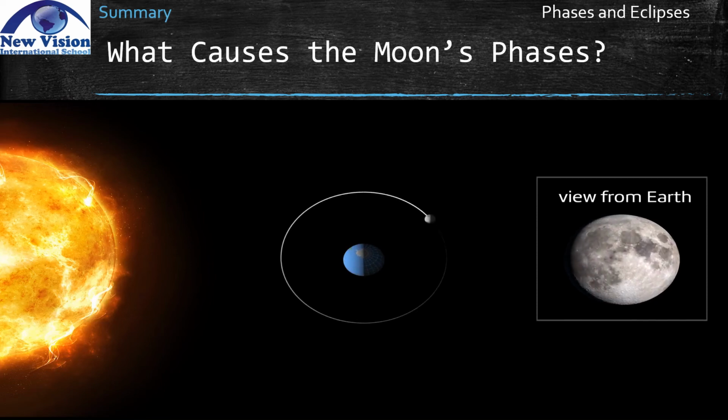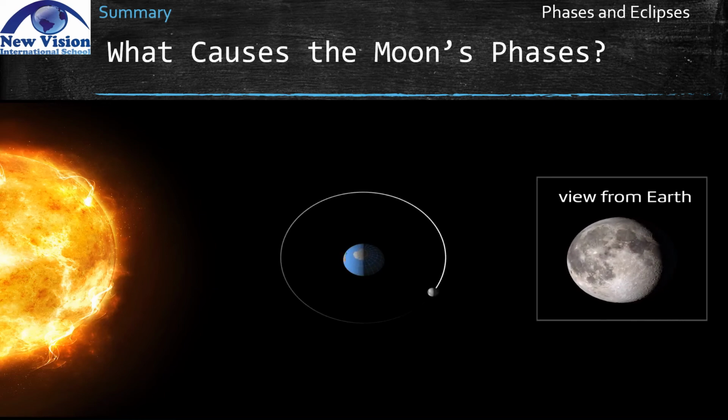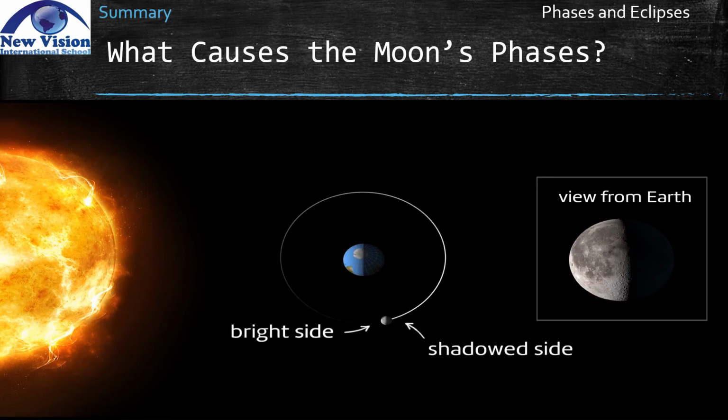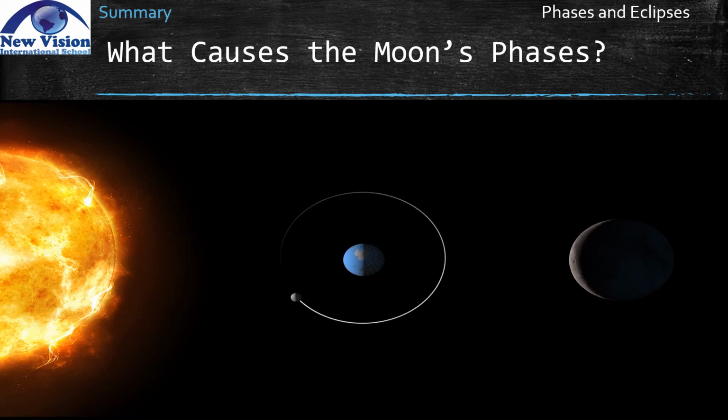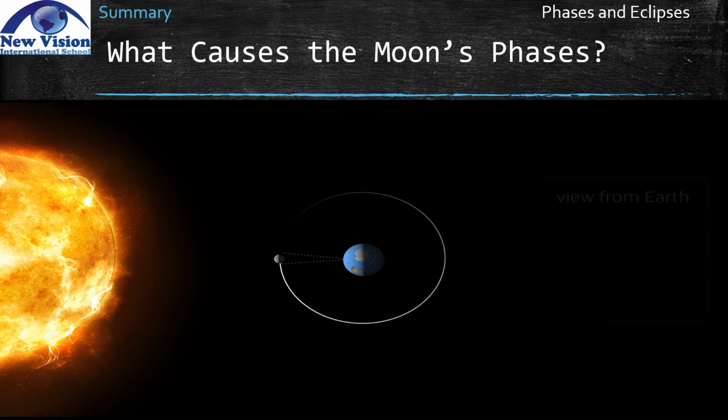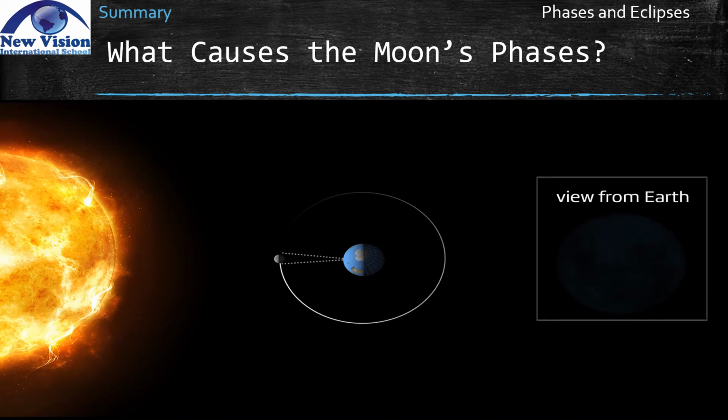Notice that half of the moon is always lit up by the sun, and that half is always in shadow. From Earth, we see different amounts of the bright side at different times of the month. This is what causes the phases of the moon. When the moon is on the same side as the sun, we can only see its shadowed side. We call this a new moon.